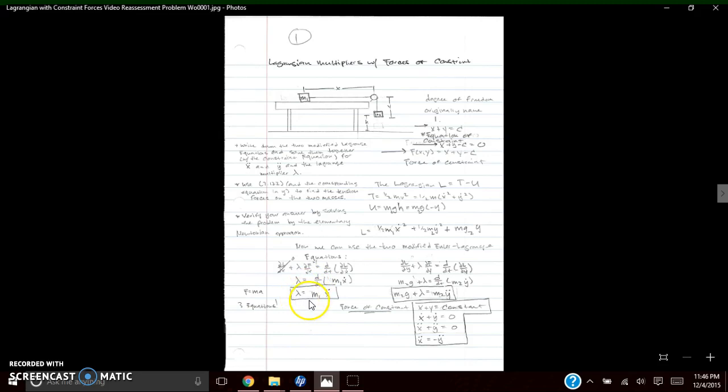I ended up getting that lambda is equal to m times x double dot. Over here, I also get this equation for lambda by using the other modified Euler-Lagrange equation. So our problem asks for x double dot, y double dot, and the Lagrangian multiplier lambda. We don't have those, but we have our 3 equations which can help us get them. Just moving along, I use my equation of constraint to relate x double dot and y double dot.